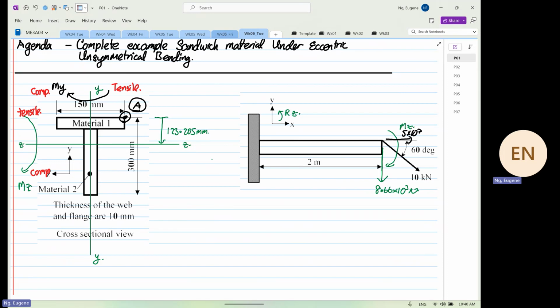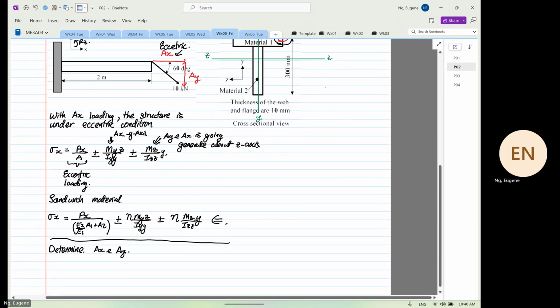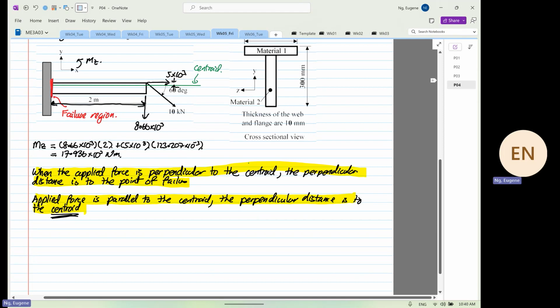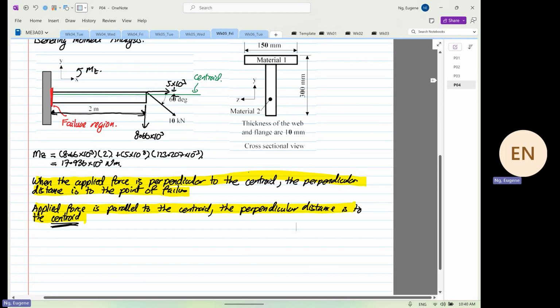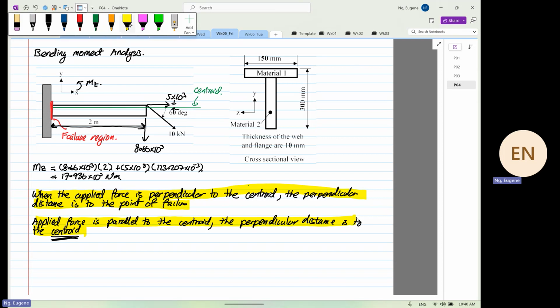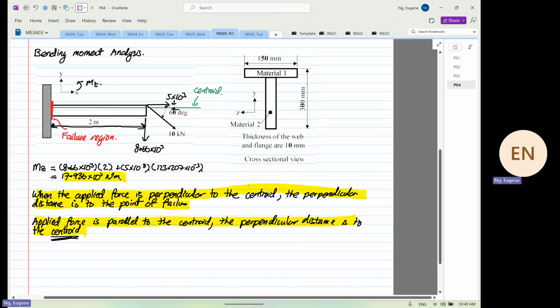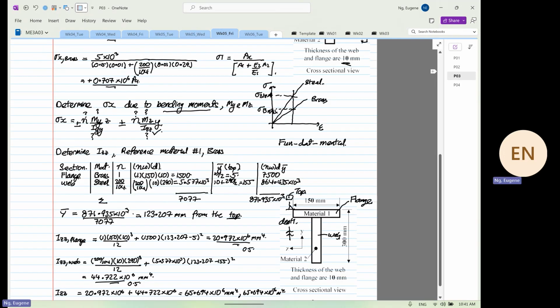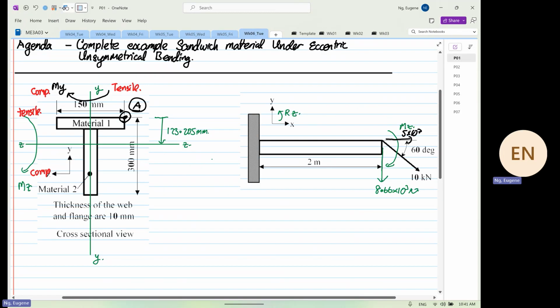So last week, we did calculate the moment about Z. And the next thing that we're going to do now: we calculate the moment about Z, which is equal to what? Which is equal to 17.936 times 10 to the power 3. Okay. So now we are going to determine our moment about Y.